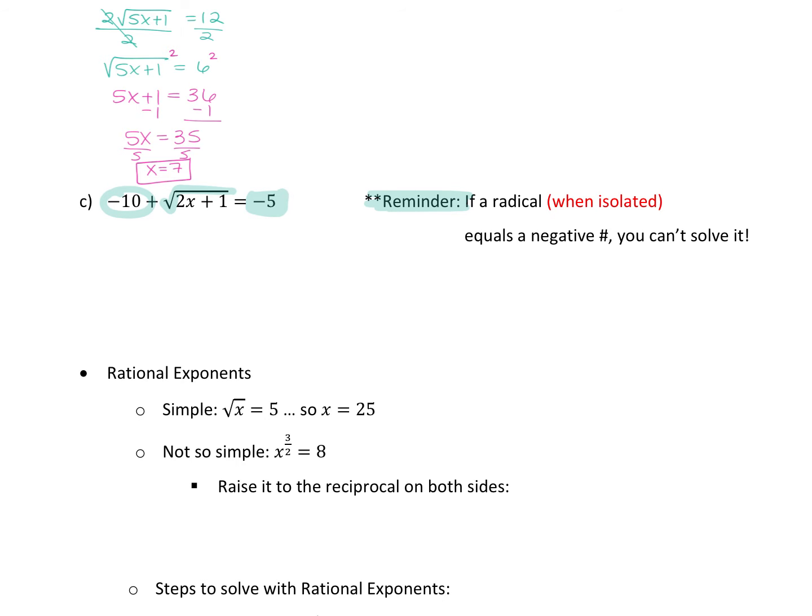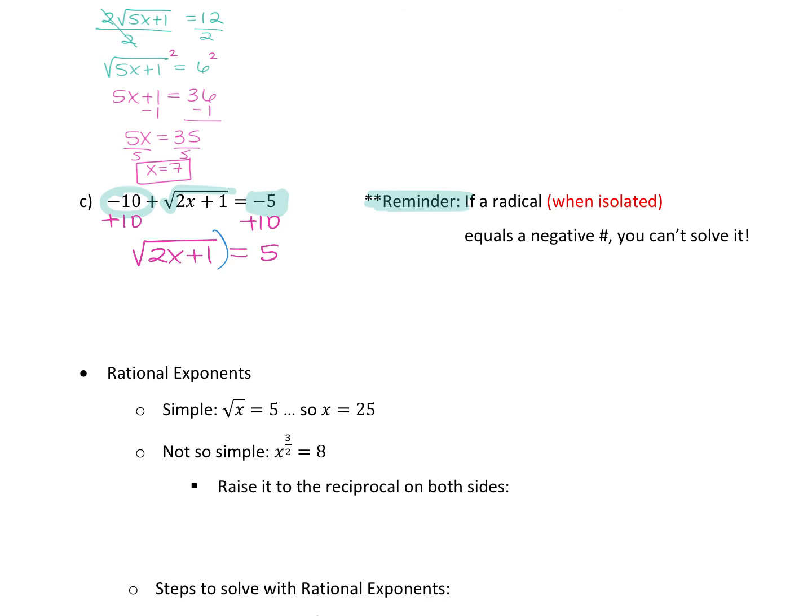So you still want to isolate first. Don't just assume, oh, there's no solution to this. Because this one, actually, there is a solution. Because when we add 10, we don't have a negative anymore. So it's the square root of 2x plus 1 equals negative 5 plus 10 is 5. And now we can solve that.